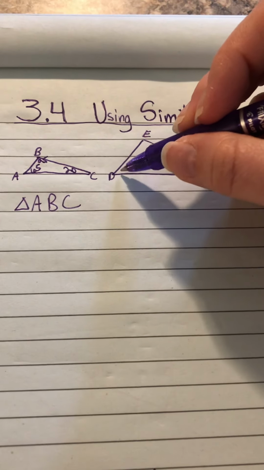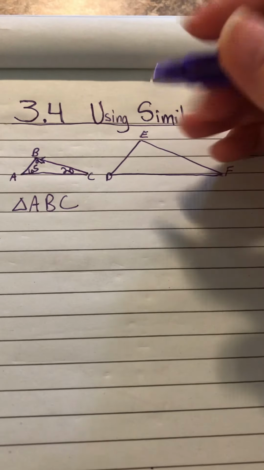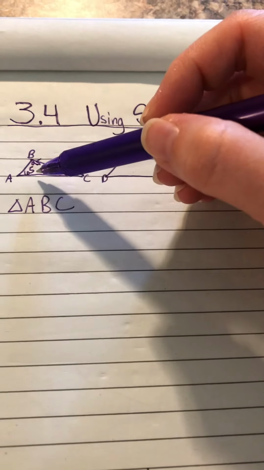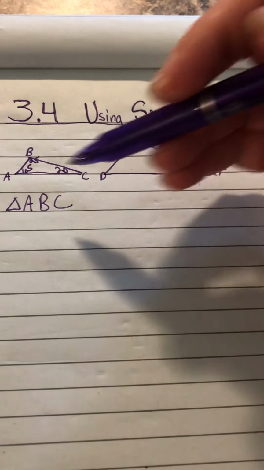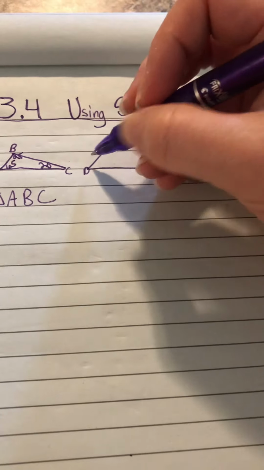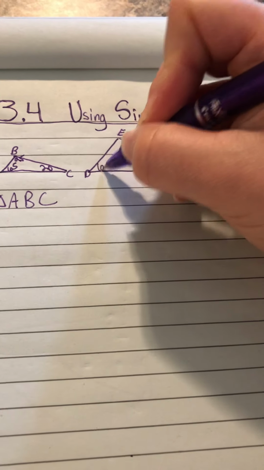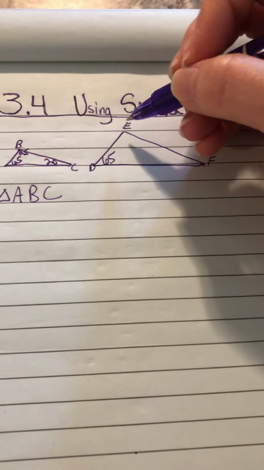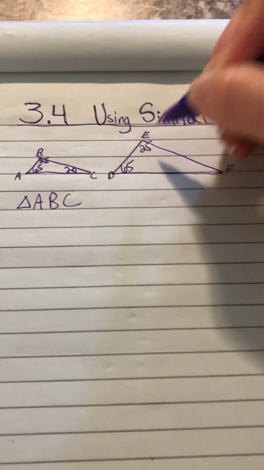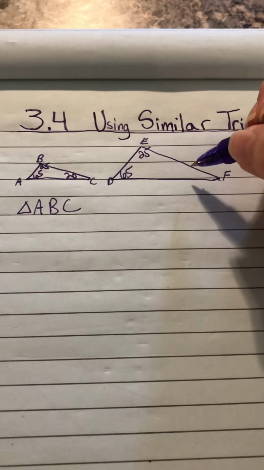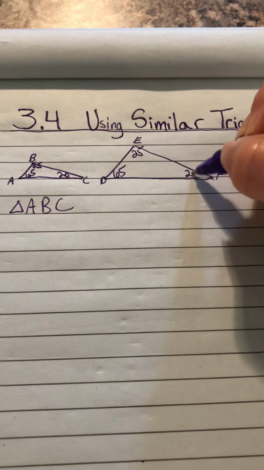The next triangle is DEF, and guess what? If these triangles are truly going to be similar, then these angles will be equal to these ones. So where we have angle A, angle D would be the congruent angle. This is going to be 65. Angle B is going to match up with angle E, so that's going to be 25. And angle C is going to match angle F, and that's going to be 20.